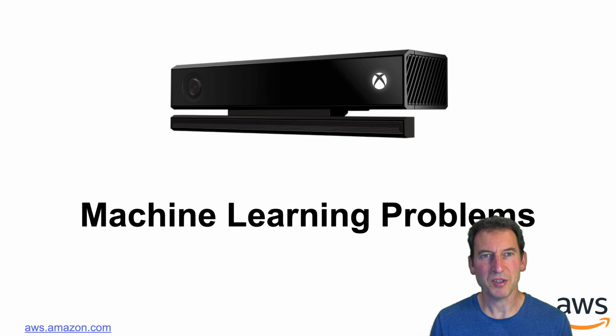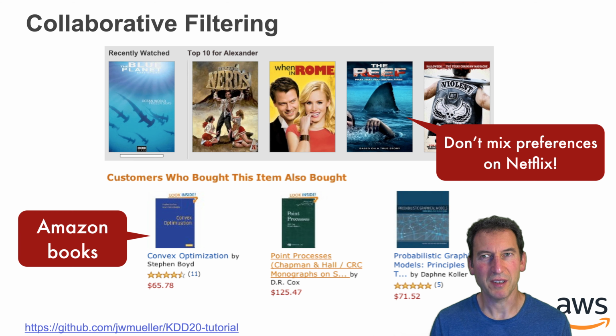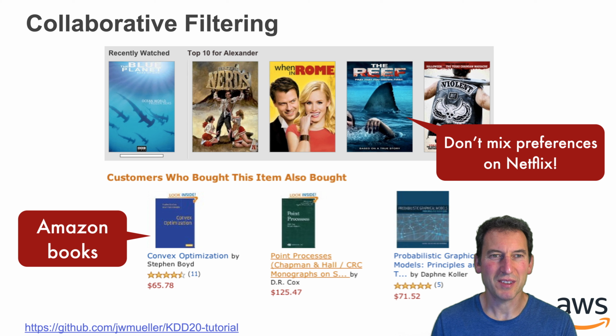So some of the machine learning problems might be collaborative filtering. So let's say you watch movies on Netflix and Netflix recommends some more movies. And while this is some time ago, it's clear that if you mix preferences and have multiple users share the same account, well, you sometimes get rather strange results. On Amazon Books, well, actually, there's a pretty good recommendation of other books. And as a matter of fact, I have most of them on my shelf already.